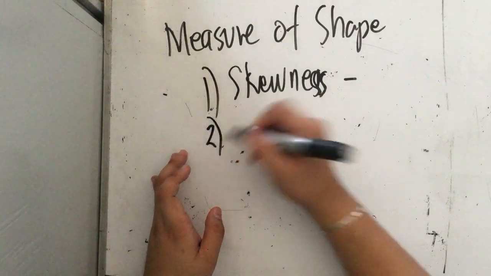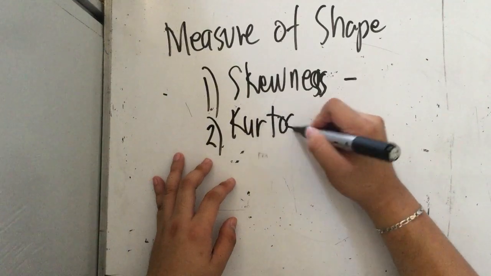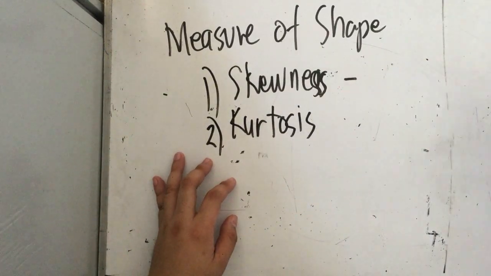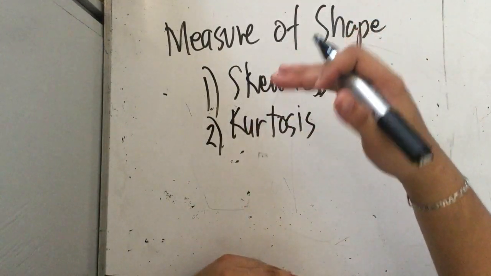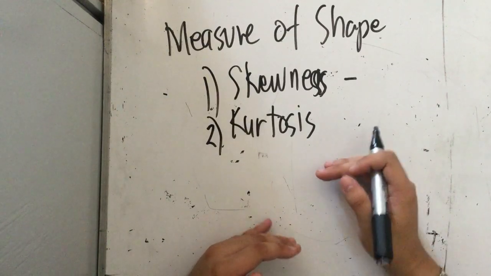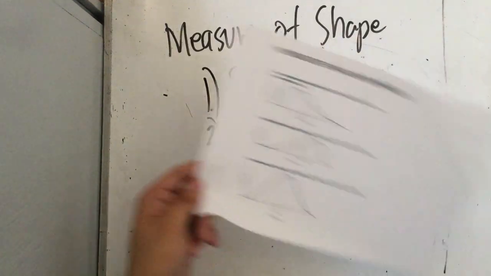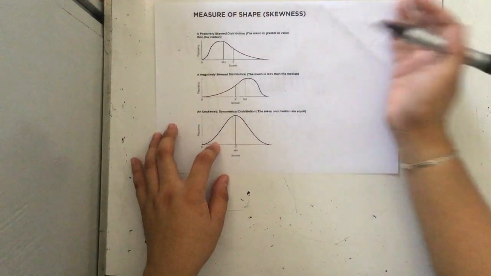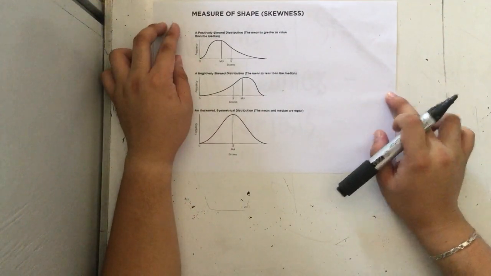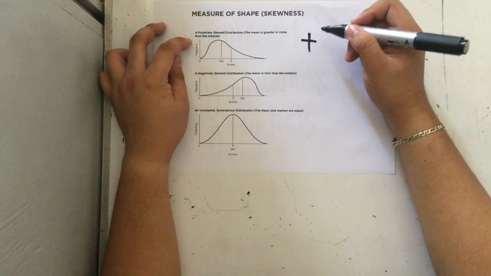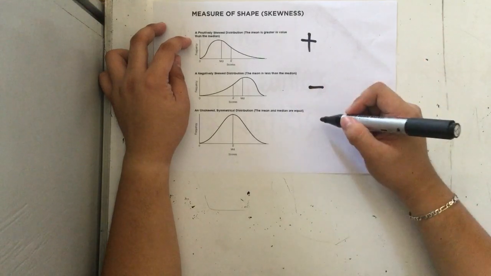And then, next one, after skewness, we have the kurtosis. Dito naman sa kurtosis, makikita natin yung peakness. Ibig sabihin gaano nga ba kataas, kababa yung distribution ng data natin. Okay, so we have the measure of shape. First, we have the skewness. For skewness, we identify the three types: positively skewed, negatively skewed, and the unskewed or symmetrical distribution, or what we call the normal.